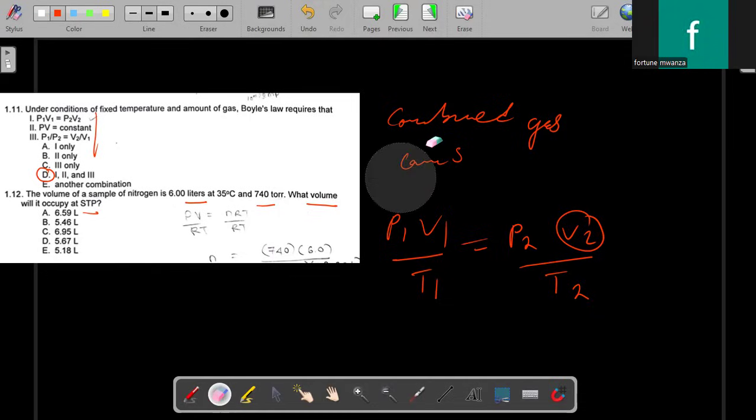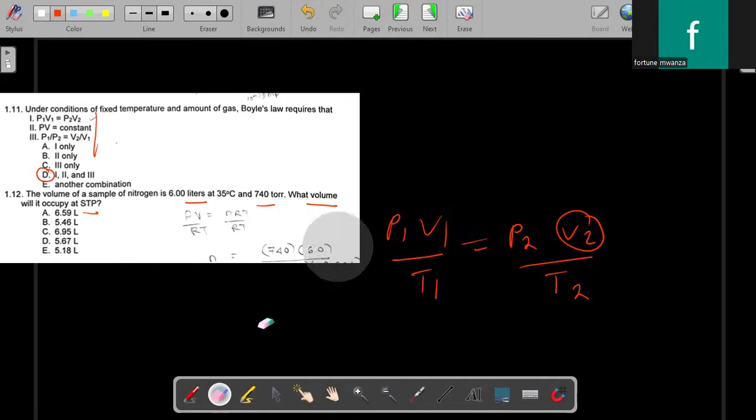So what are we going to get? We will make V2 the subject of the formula. We simply move these terms to the other side. If I move these to the other side, I'm simply multiplying both sides by T2 over P2. So I'll get an equation which looks like this.